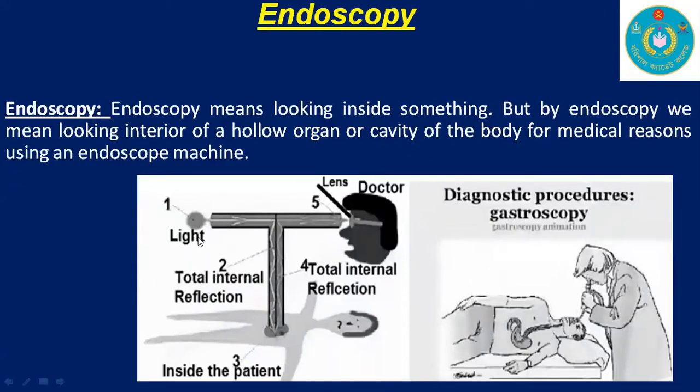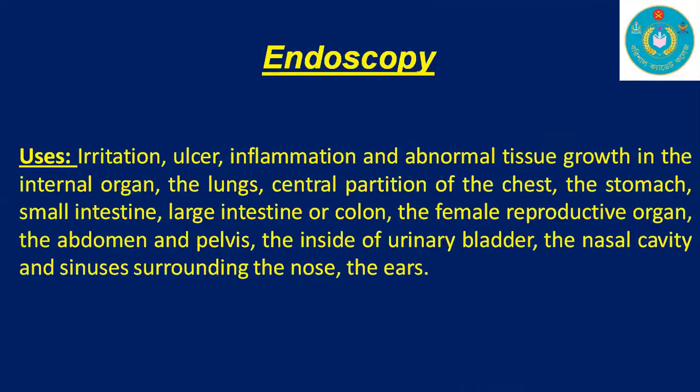At first, we observe light from this side, and in this tube there is total internal reflection. From inside the patient, the light goes by total internal reflection, and then we can observe this light from outside. By this, we can observe the interior of a hollow organ or cavity of the body for medical reasons using an endoscope machine.